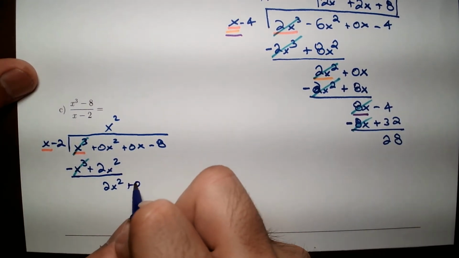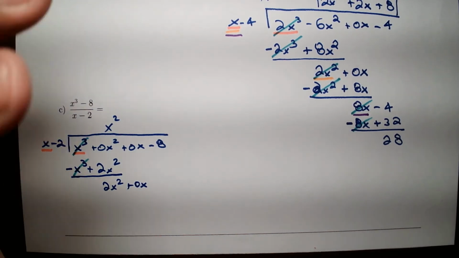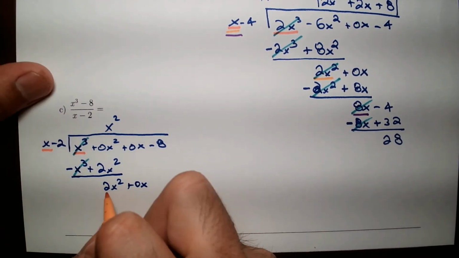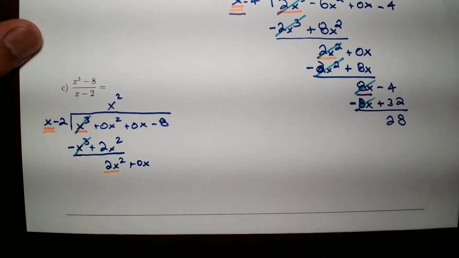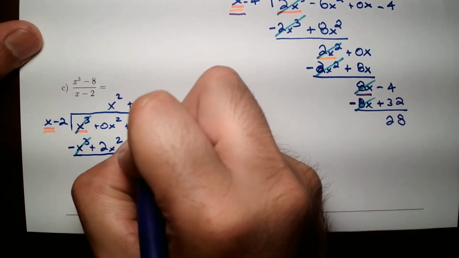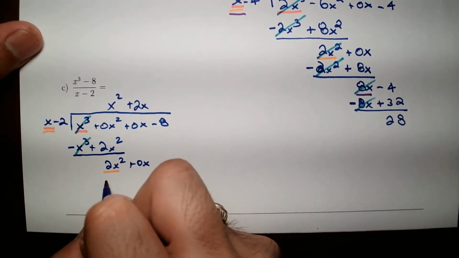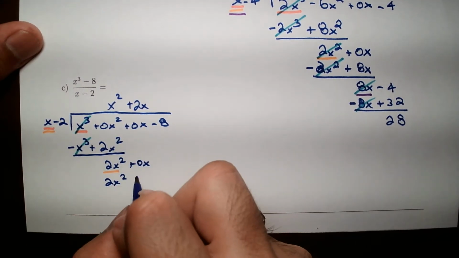Let's add the 0x, and we need to divide the leading by the leading. All right, so 2x squared divided by x, that's plus 2x. 2x times x, and that's 2x squared. 2x times 2, that's 4x.